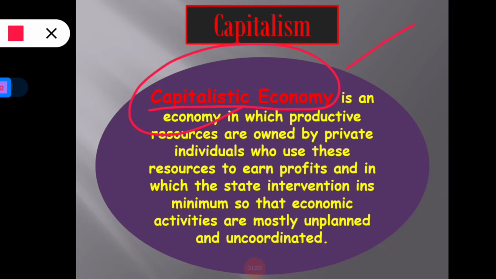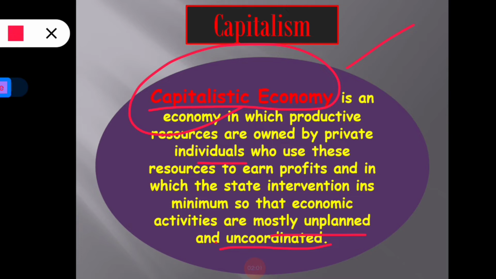Okay, so now going to the next concept. What do you mean by a capitalistic economy? A capitalistic economy is an economy in which productive resources are owned by private individuals who use these resources to earn profits, and in which the state intervention is minimum, so that economic activities are mostly unplanned and uncoordinated.